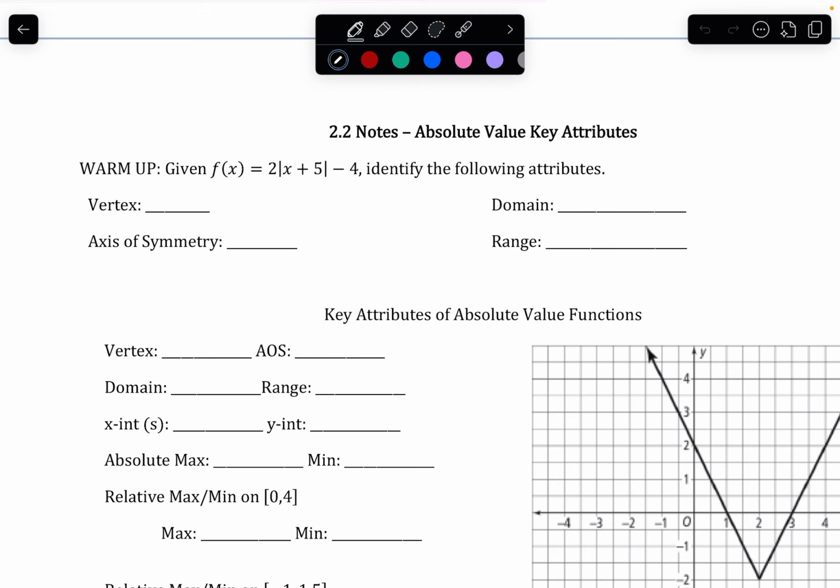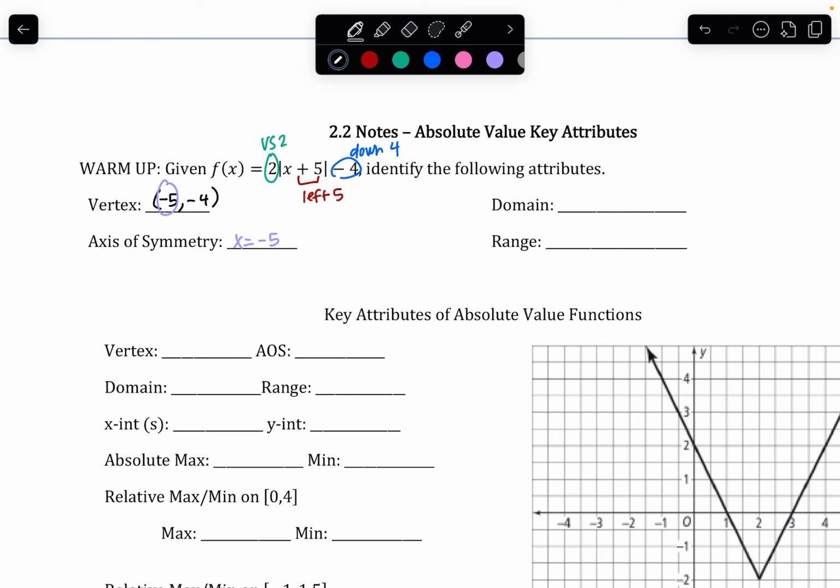And so first thing I notice is that it is vertically stretched by 2. It is moved left 5 and down 4. So left 5 and down 4 is going to move our vertex to -5, -4. It starts at 0, 0, and left 5 down 4 would put us at -5, -4. Okay, and then that means the axis of symmetry is at x equals -5.